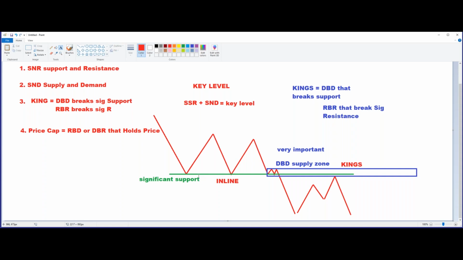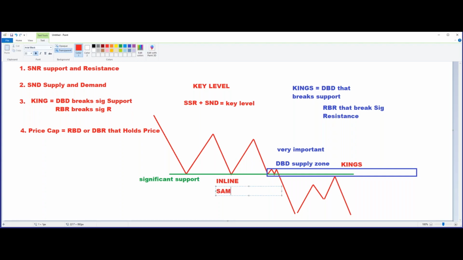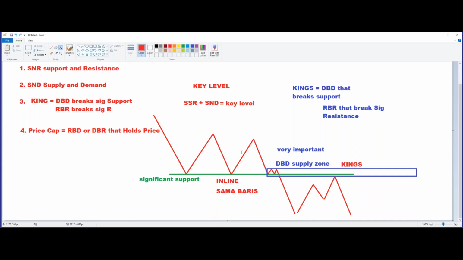It must be sama baris. In Malaysia, in line or sama baris. So the rest, which is not sama baris or not in line, you can ignore. Ignore the zone which is really not strong. Yes, king is a continuation pattern with key level.